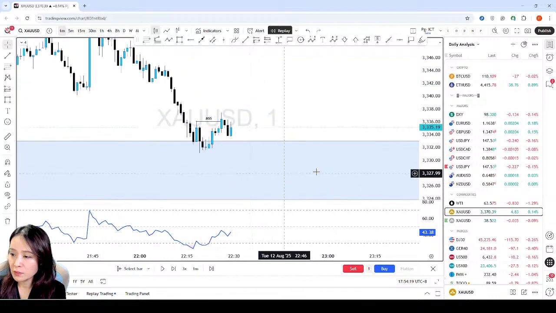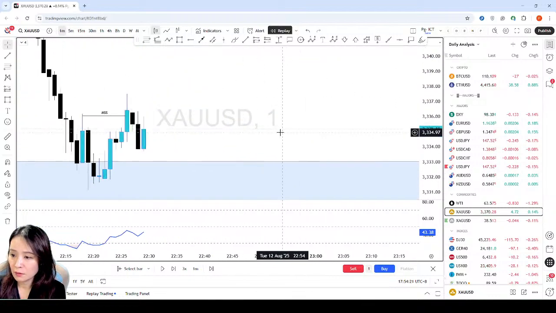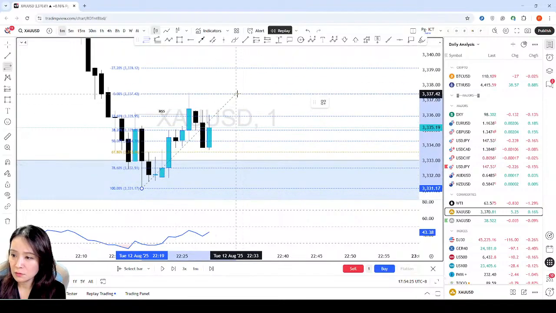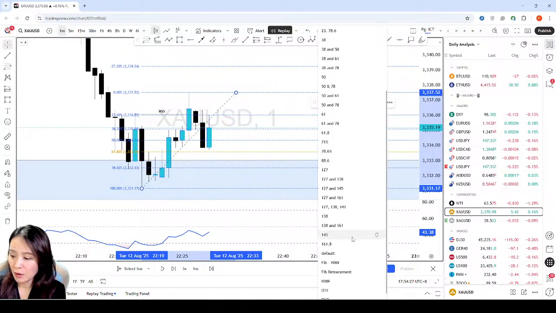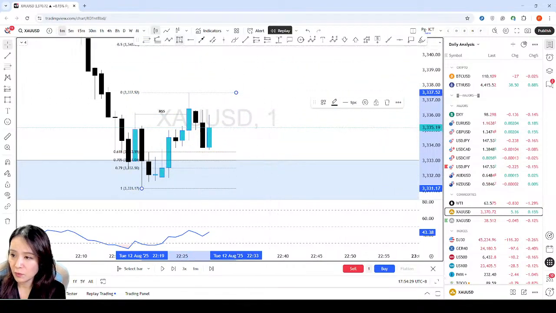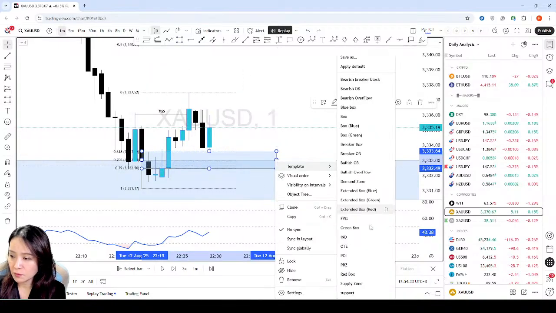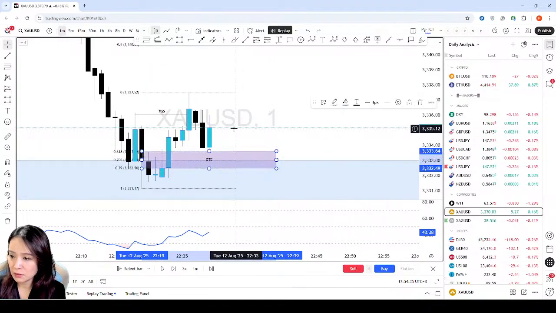So what we need to do, from the swing low to the swing high, our OTE is where? Is here. Your optimal trade entry is this level.